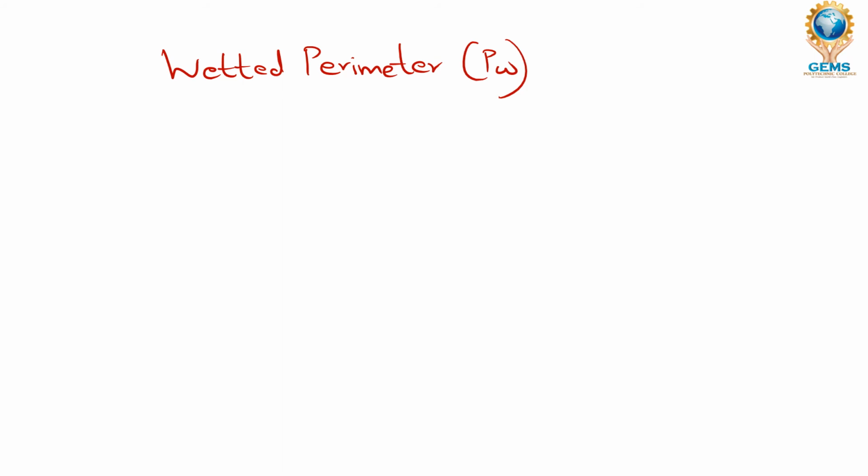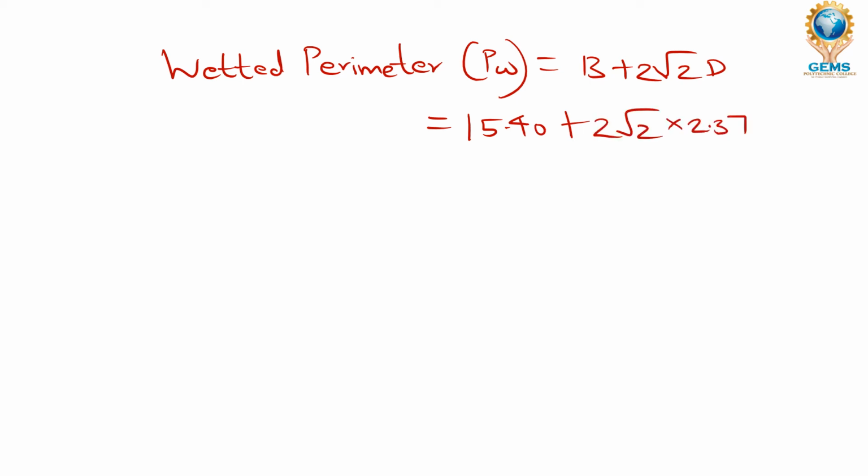PW is equal to B plus 2 root 2 into D. This is our formula, and we know the value of B, which is 15.40, plus 2 root 2 into D, which we know is 2.37, right? So we are substituting, and we have found the value as 22.10. This is our wetted perimeter, and then we are going to find the hydraulic mean depth too.